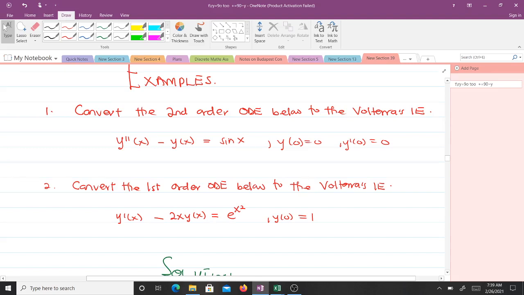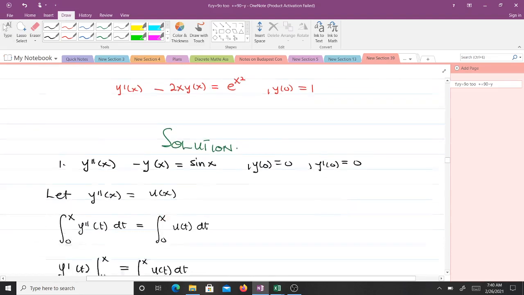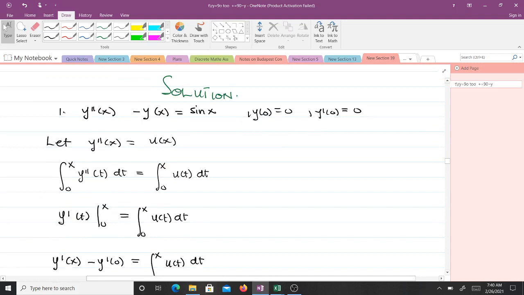So let's start by solving the first one, after which we move on to the second one. When we have y prime prime of x minus y of x equals sine x, then the initial value conditions are y of 0 equals 0 and y prime of 0 equals 0. So since the highest derivative here is y prime prime of x, we will let y prime prime of x be equal to u of x.